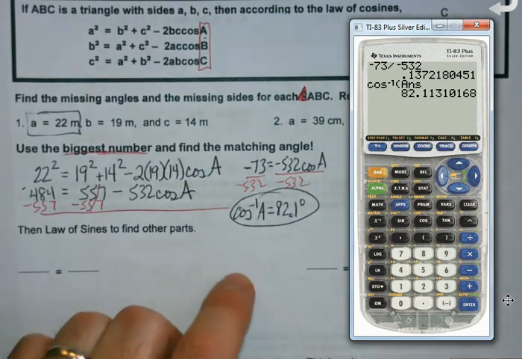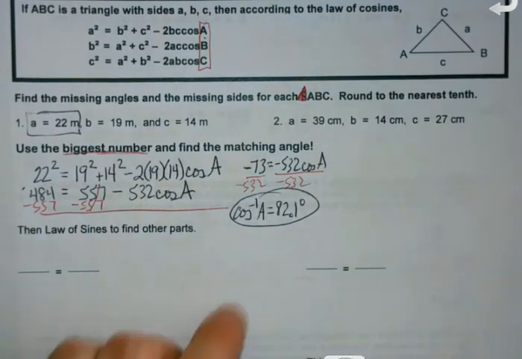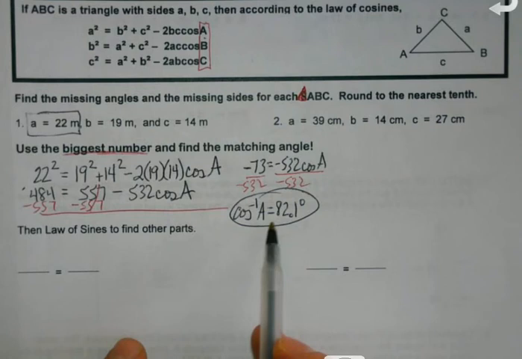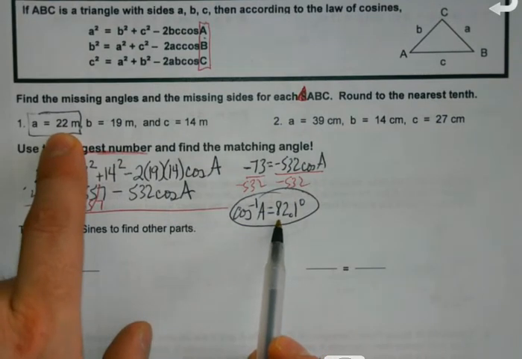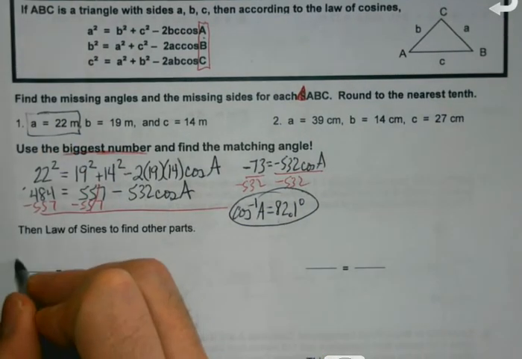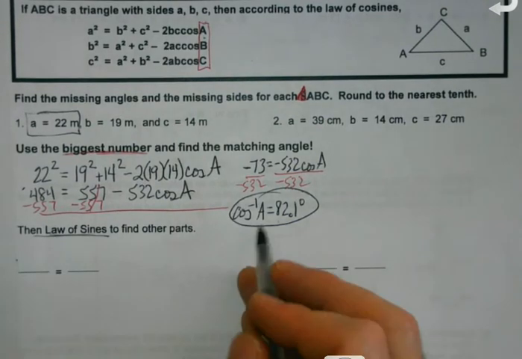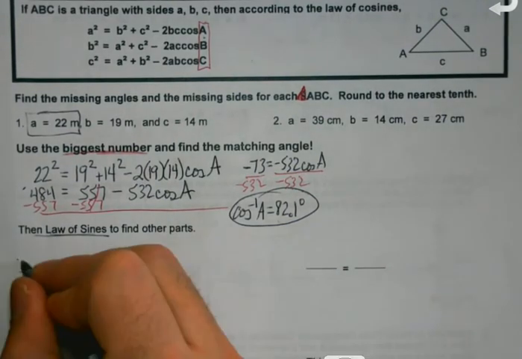So my A is 82.1 degrees. So you kind of see why I've got to do it in pieces and not all at once, because that's just going to mess everything up. So now, though, I have a corresponding side and angle. So, again, it's law of sines. I only use the law of cosines for the very first step.